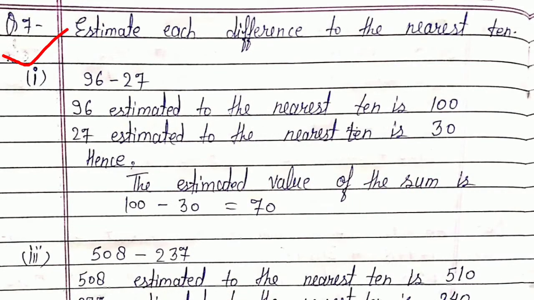Now with the same procedure we will try to solve the exercise question. Question number 7. Estimate each difference to the nearest 10. First part, 96 minus 27. So first we find out the rounding of 96, which is equal to 100, and 27 estimated to the nearest 10, that is 30. Hence the estimated value of the difference will be 100 minus 30, which is equal to 70.